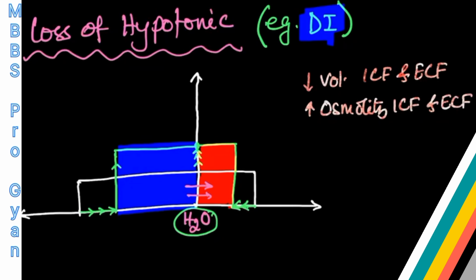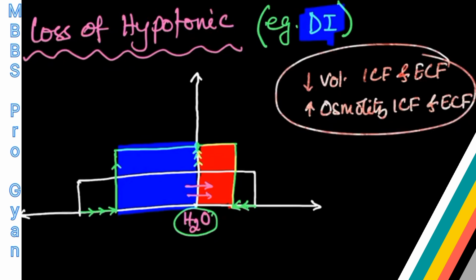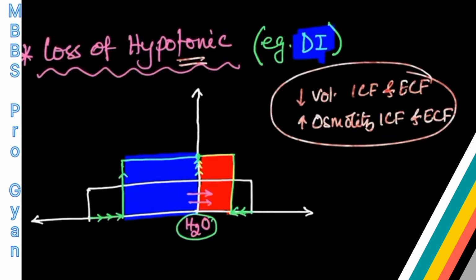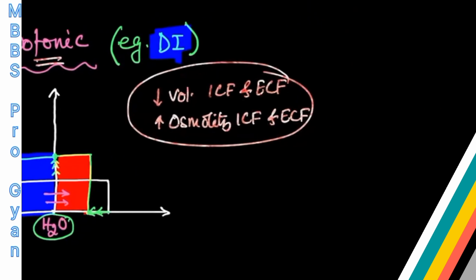Both the osmolality of ECF and ICF will increase. That is the typical scenario of diabetes insipidus. That is the typical scenario of loss of hypotonic fluid. Getting my point? So this is all about loss of hypotonic and gain of hypotonic. Now coming to the hypertonic. So the last one is the gain of hypertonic fluid.